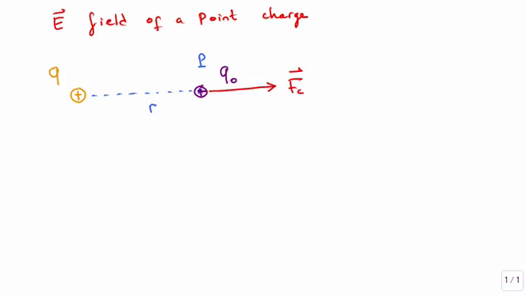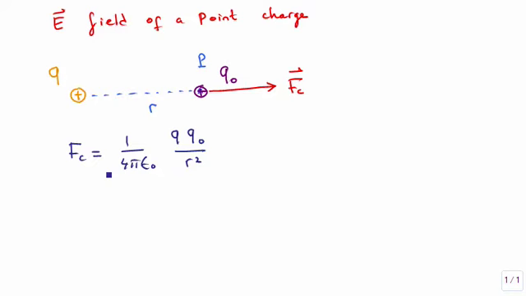Now we know that the electric field that it generates at the point of interest should be in the same direction as the Coulomb force. In other words, it has to be radially outward. The magnitude of this force is, from Coulomb's law, 1 over 4 pi epsilon 0 times the product of the magnitude of the charges, Q Q0, over r square.